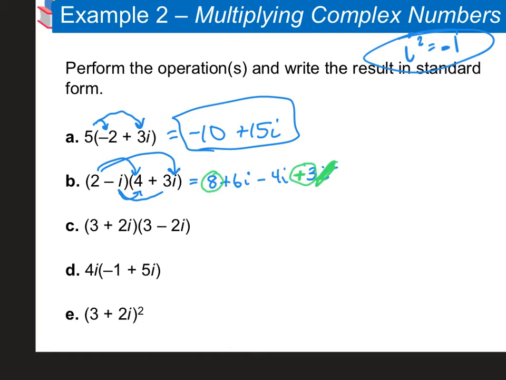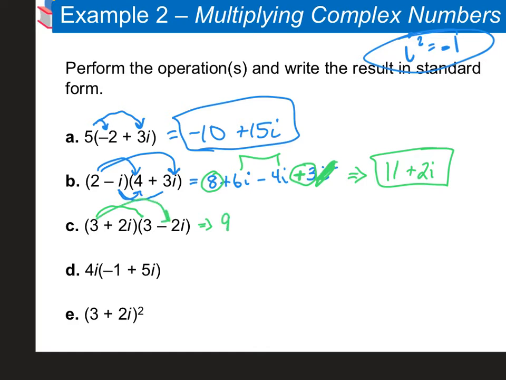8 plus 3 is how much? 11. 6i minus 4i is what? 2i. Plus 2i. And that's it. When we FOIL, 3 times 3 is 9. Isn't that just a perfect square?